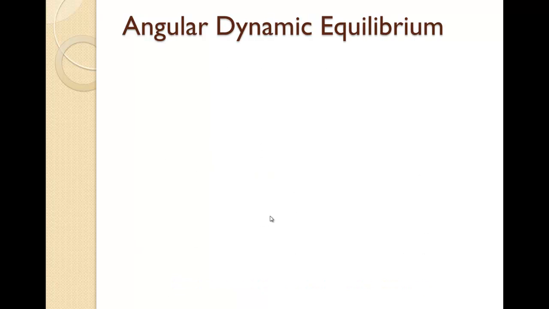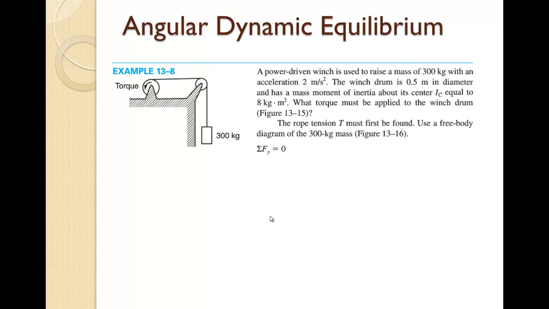So what does all this mean? Well, just like we did before with the pulley, we can actually throw some type of machine into the system that has a rotation, like a winch or a motor. Then we can determine angular dynamic equilibrium. Now, I want to bring to your attention that the textbook made one slight error on example 13-8. Now let's go ahead and read this problem.